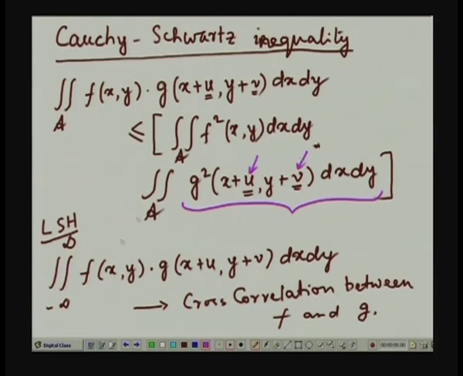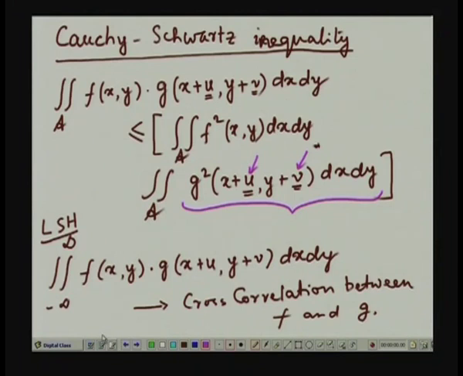So, though from the left hand side we have got that this is equivalent to cross correlation between the function f and g, this cross correlation directly cannot be used as a similarity measure, because the right hand side is not fixed. Though the integral of f square x y dx dy is fixed, the integral of g square x plus u, y plus v dx dy is not fixed, it depends upon the shift u and v. So, because of this, the cross correlation measure cannot be directly used as a similarity measure or a match measure.